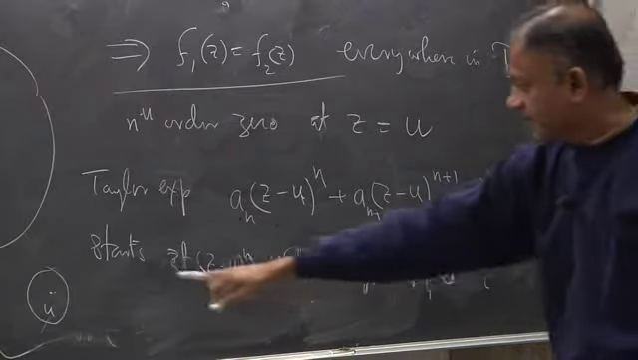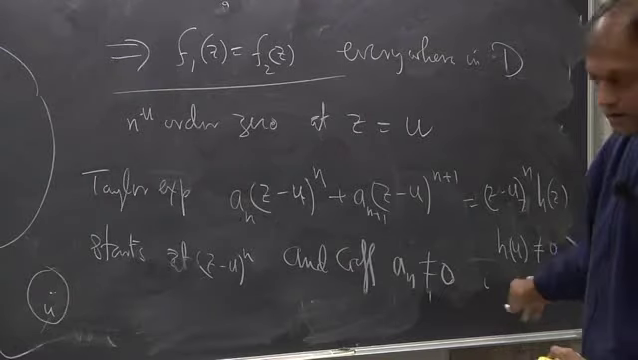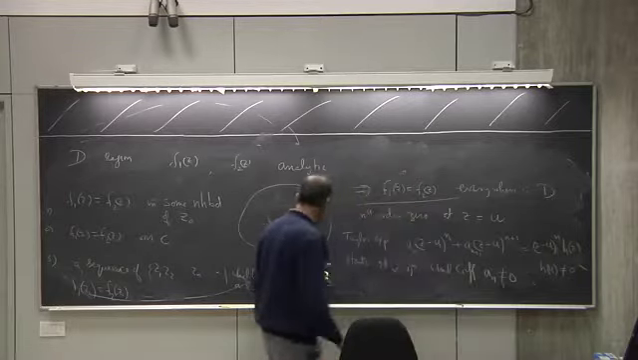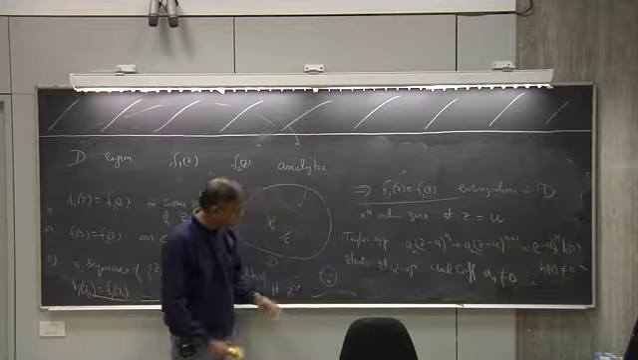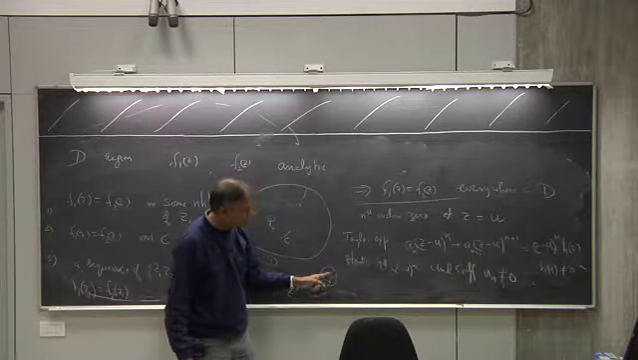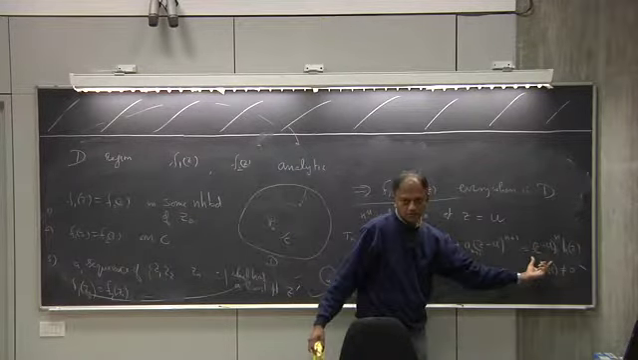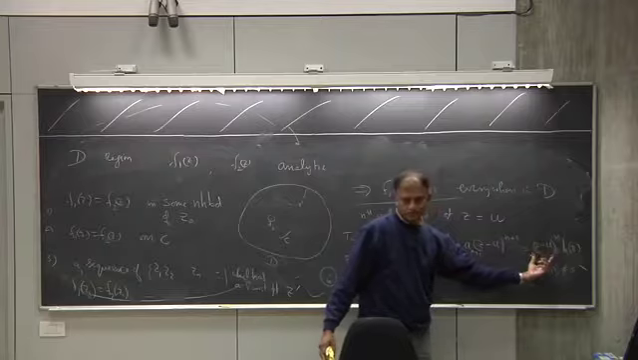So the statement that a_n is not 0 is the same as the statement that h(u) is not 0. Okay. Now if you go to some small neighborhood, but some other point, not z equal to u, then this factor is certainly not 0, right? I mean, if z is not equal to u, this is not 0, right?